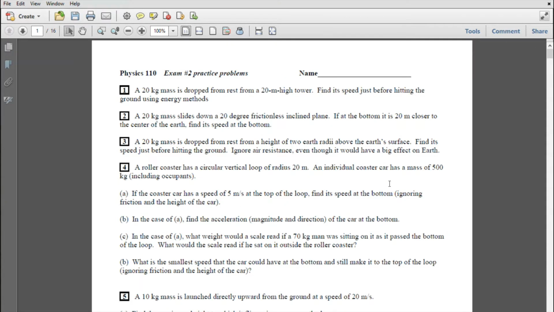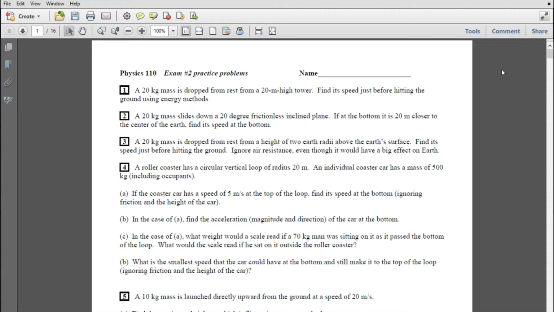Problem 3, same 20 kilogram mass is dropped from rest from the height of 2 Earth radii above Earth's surface. Find its speed just before hitting the ground. We're going to ignore air resistance, even though it would have a huge effect. We're just going to imagine the Earth doesn't have an atmosphere in this case. So it's dropped from 2 Earth radii above the Earth's surface, and that means the initial r that we're going to use is 3 times the radius of the Earth.